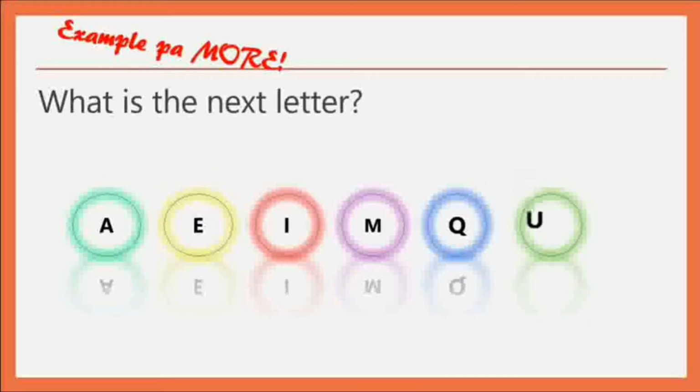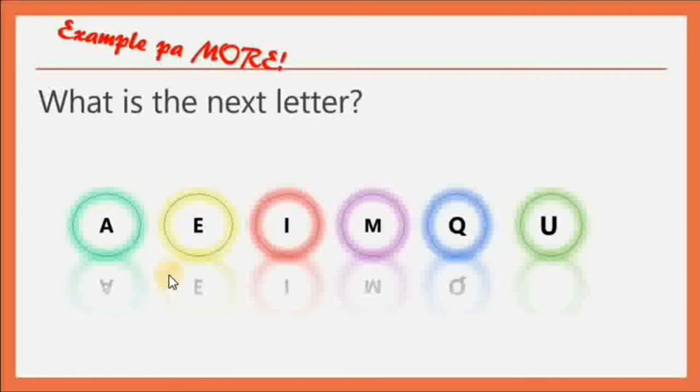Yes, very good. U. So what is the pattern? Very good. The pattern is we skip 3 letters to get the next letter. So from A, we skip B, C, and D to get E. From E, we skipped F, G, H to get I.